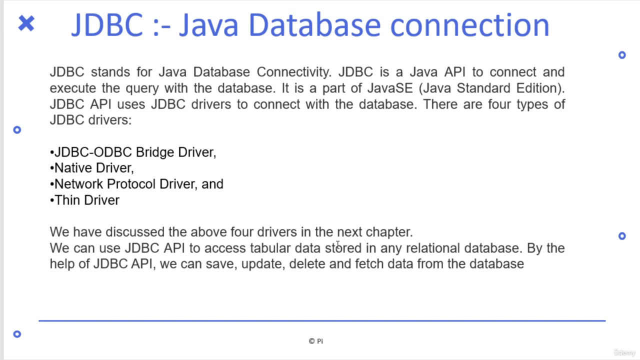So we can use the Java JDBC API to access the tabular data stored in relational databases. We are going to use relational databases. Other than that, MongoDB is a very advanced database which uses NoSQL and everything. We are going to save, update, delete, and fetch data from the database through JDBC.